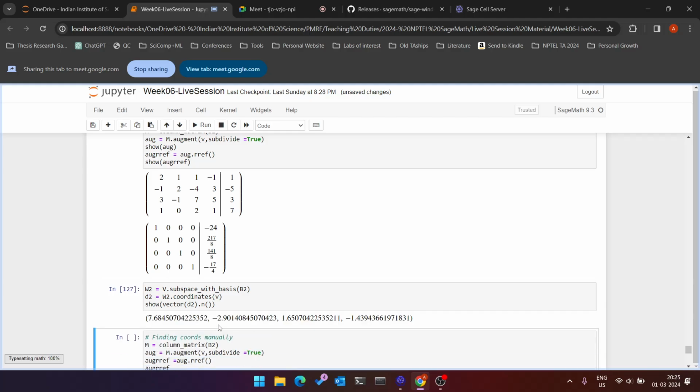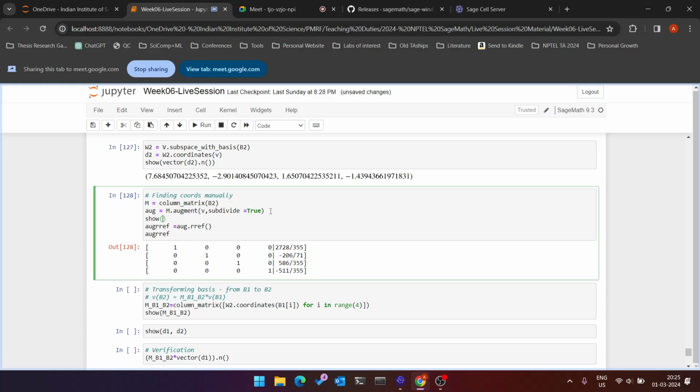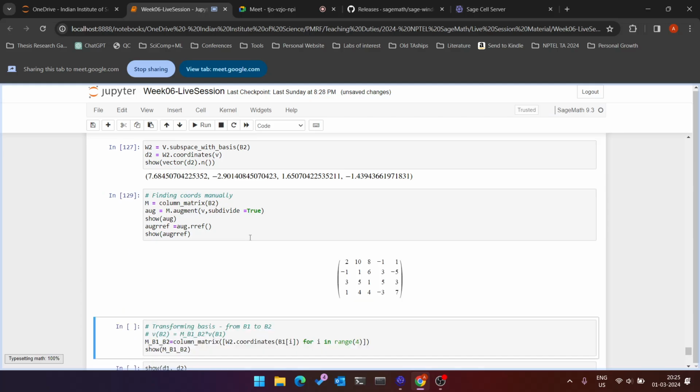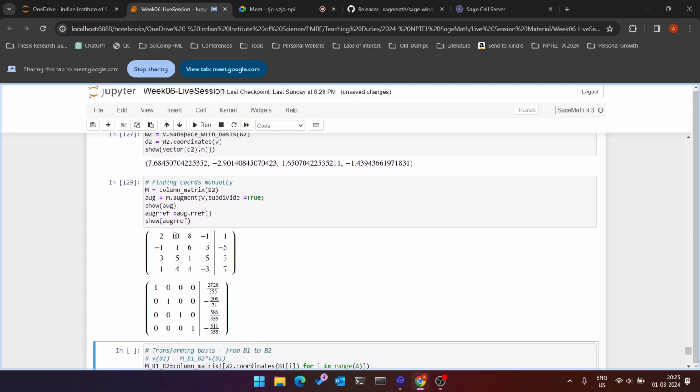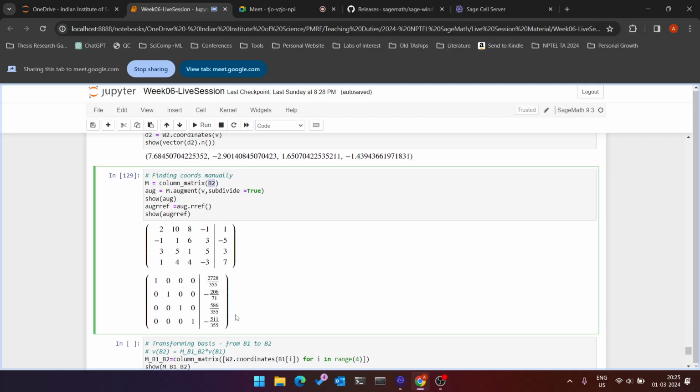Again, same thing I do for basis b2. So if I create another column matrix, to that I augment my vector v, and I run this. What do I see? All these four columns basically are my basis b2. This is the vector I want to represent, and if I do row reduced echelon form, I get the scalars to be multiplied to all the four rows as given here. So 227, 2728 by 355, and so on and so forth.